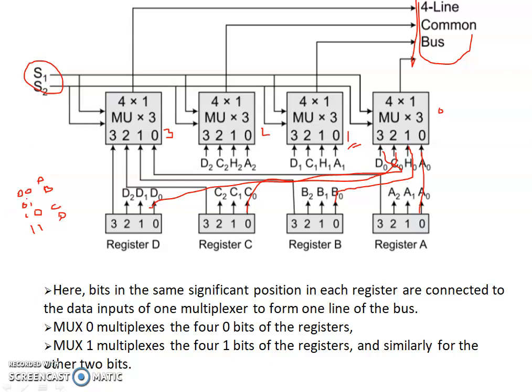Okay, so if the input given by S1 and S2 is 0 0, it will be initiating the multiplexers to collect the bits from register A. So the 0 bit will be in multiplexer 0, the 1 bit will be in multiplexer 1, and multiplexer 2 will be having the second bit of register A. Like that it goes.